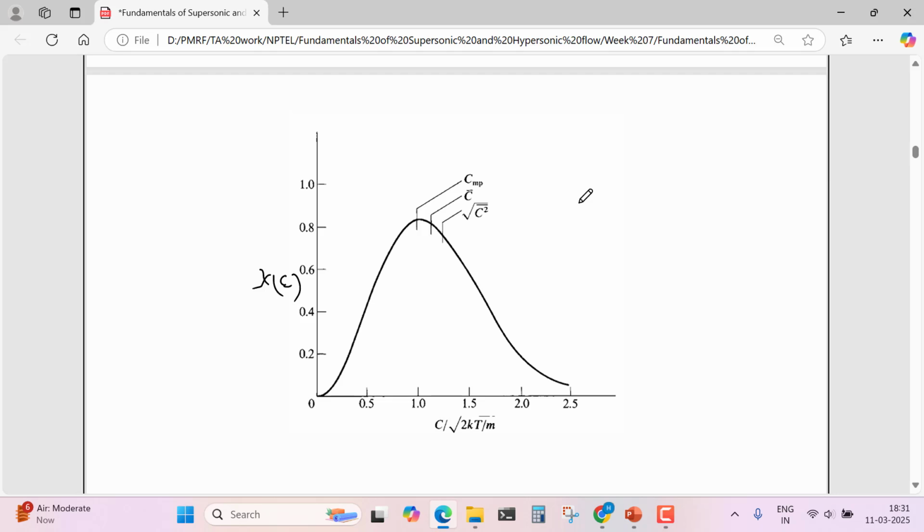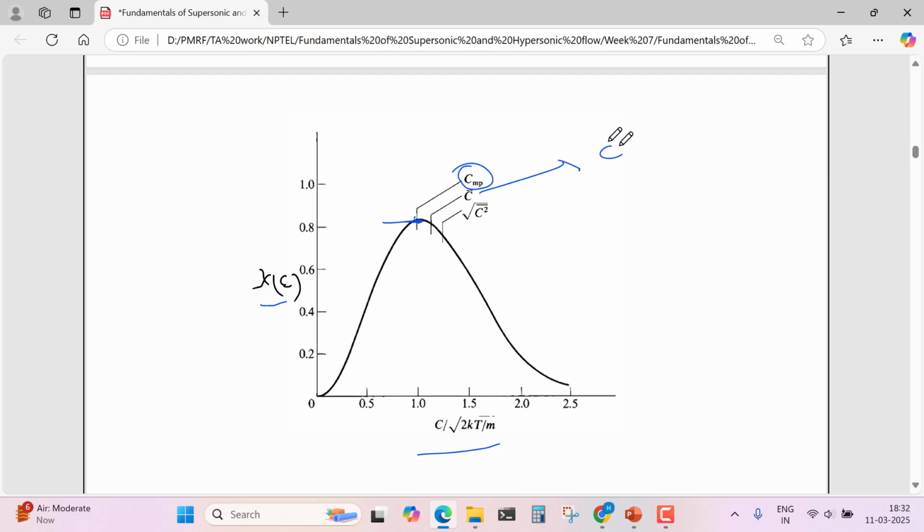This is for the speed distribution function versus velocity c upon under root 2kT upon m. So if you plot this, it will come like this. It is changing. So at each velocity we will have a different probability, and where it is becoming maximum is the most probable velocity given by C mp.